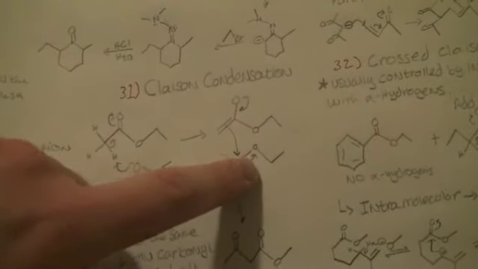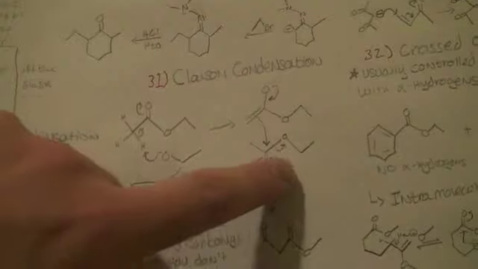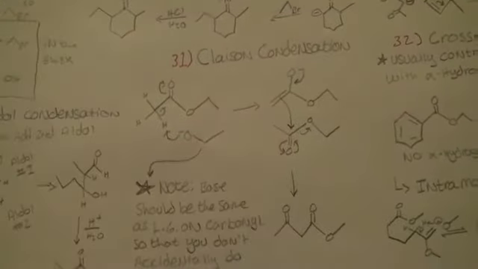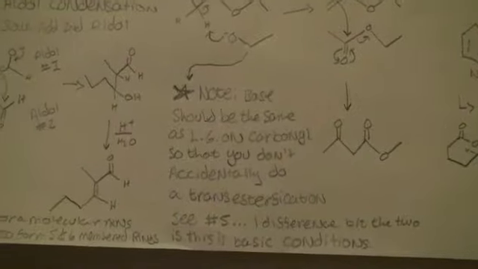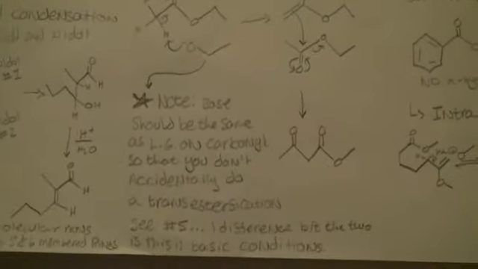Now, here we just saw alcohols being formed because there was no leaving group there. Now that we have a leaving group there, we can form and collapse the tetrahedral intermediate and kick off the leaving group, giving you this guy. I know, pretty sweet, right? So that's the Claisen condensation.